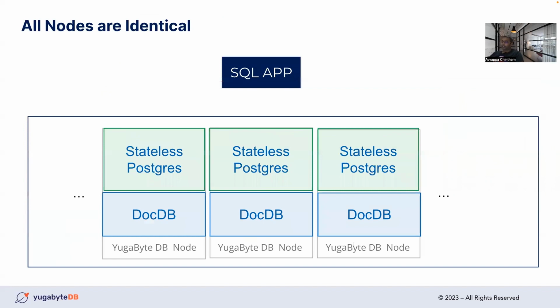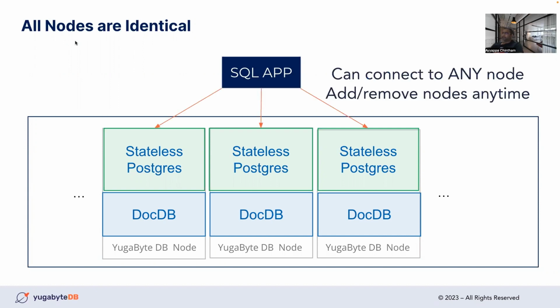Since we are a distributed database, apart from data being distributed across multiple nodes, each node has a Postgres process, which is stateless, meaning it does not have any persistent data in that. And that Postgres process is running across all the nodes. Since we have multiple nodes in the Yugabyte cluster, any node can be used for client connections.